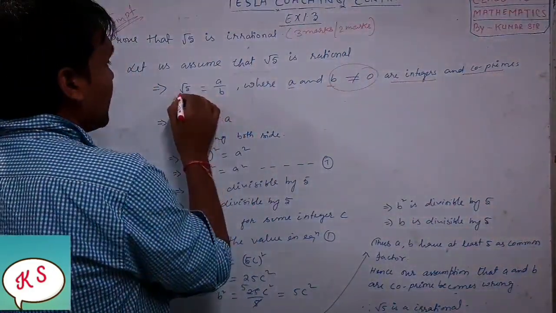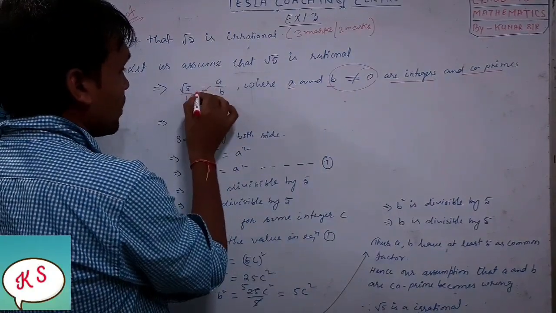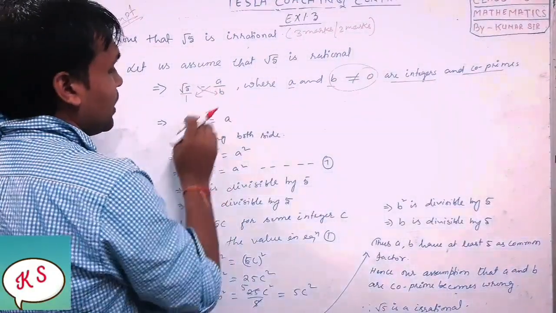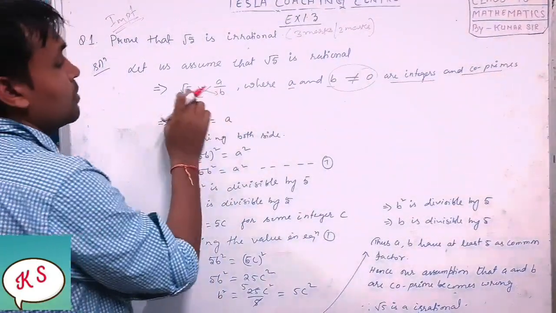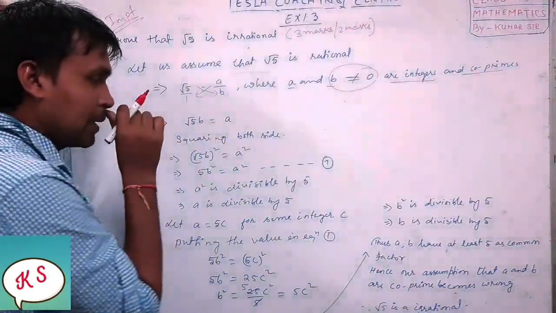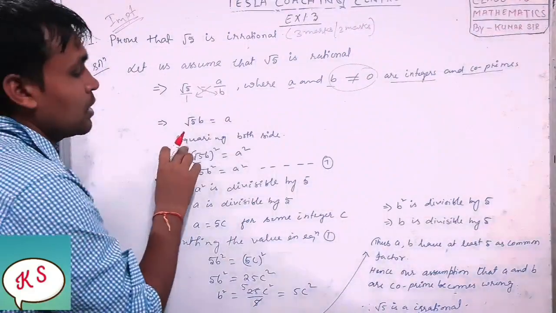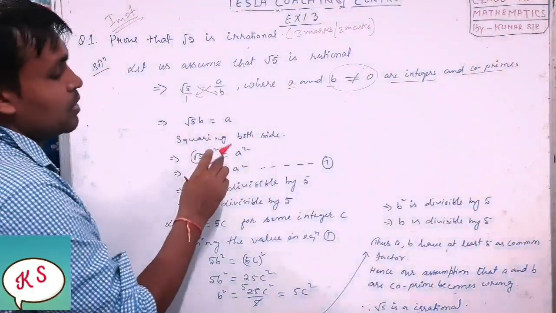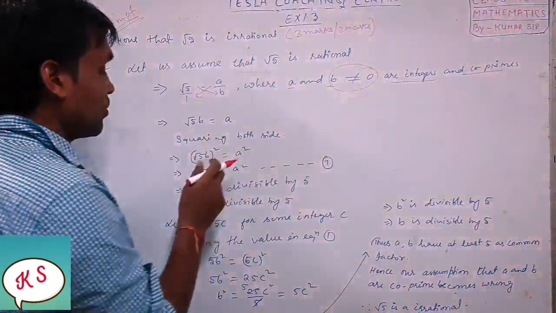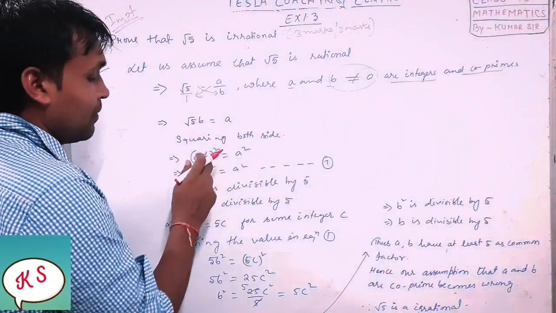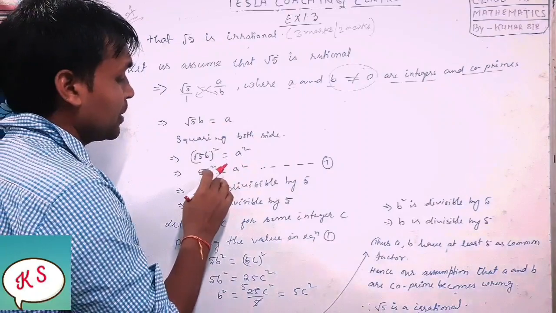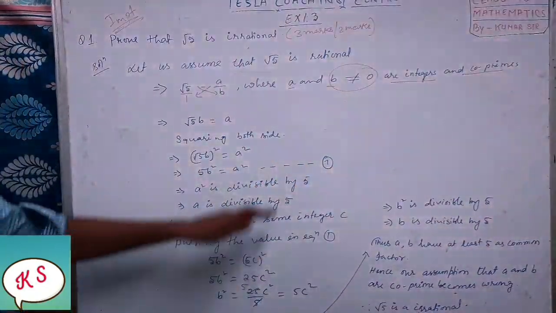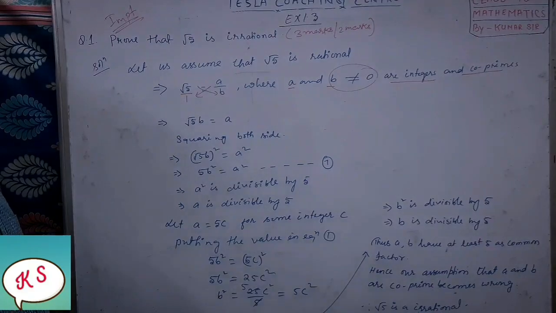After that, since there is 1 in the denominator, we cross multiply. When you cross multiply, you get a into 1, that is a, and root 5 into b, that is root 5 b. Now we square both sides. So root 5b whole square equals a square. The root is removed, so it becomes 5b square equal to a square. We mark this as equation number 1.